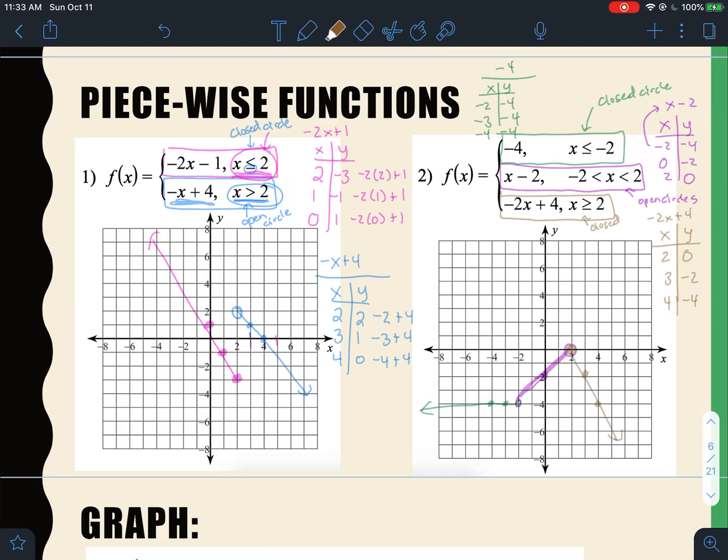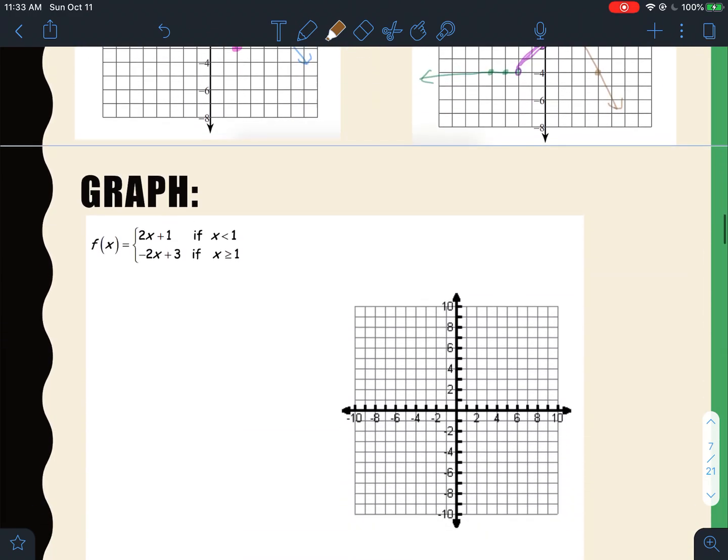So that graph has 3 different pieces, but they all end up connecting. So those are just some examples of piecewise functions.